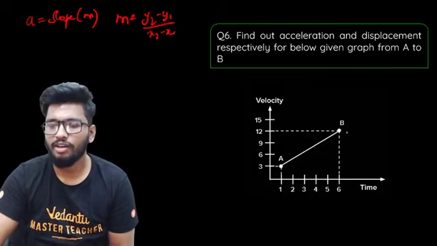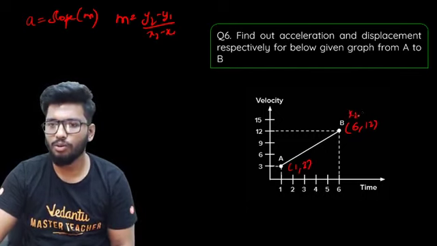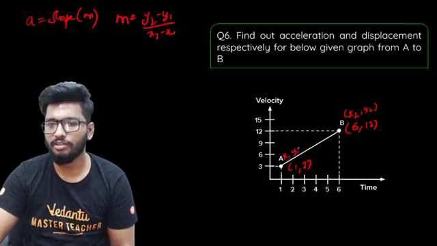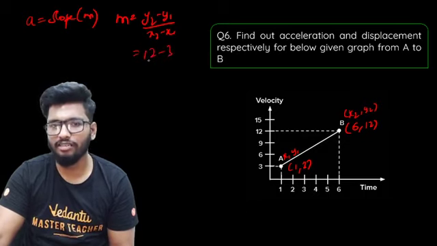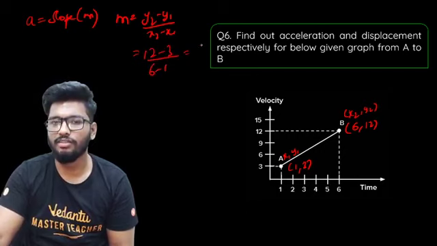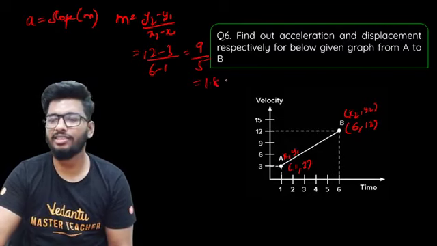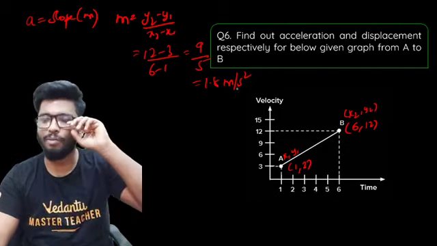So this point is 6 comma 12, and this is 1 comma 3. So this will be x2 comma y2, and this will be x1 comma y1. So what is y2? Y2 is 12. 12 minus 3 divided by x2, which is 6, minus 1. That gives 9 by 5. If you simplify this, you get something around 1.8 meter per second square. So the acceleration is 1.8 meter per second square.